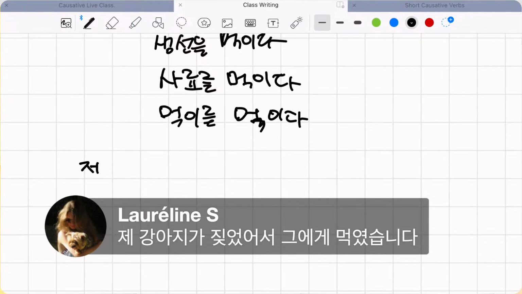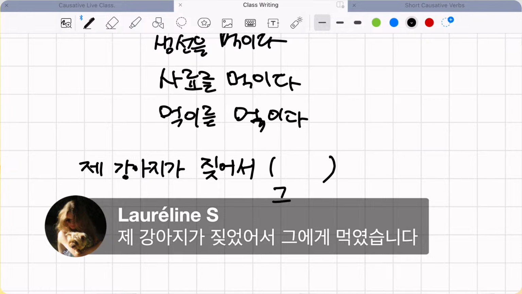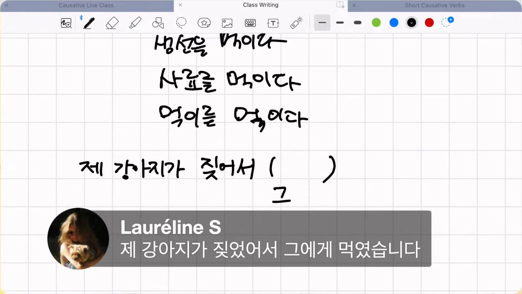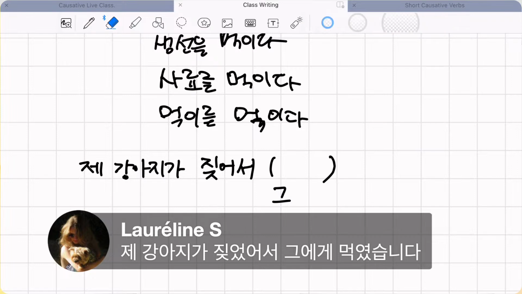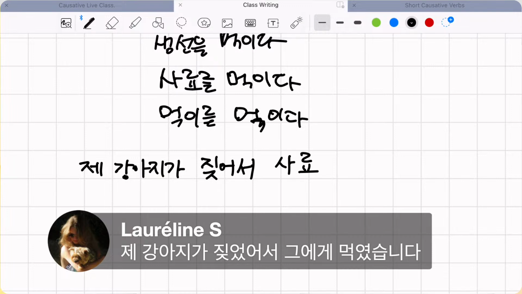제 강아지가 My dog was barking, right? 제 강아지가 짖어서. You don't have to conjugate 짖다 in past tense when you're combining it with 어서. 제 강아지가 짖어서. You don't have to say 그에게 because it's obvious that you fed the dog, right? And also it's very rare that we use 그. We don't use the pronoun 그. 그래서 강아지가 짖어서 you can say 사료, animal food. It could be dog food or cat food, or it could be 먹이, the food for animal. So you can use either 사료 or 먹이를 먹였습니다.